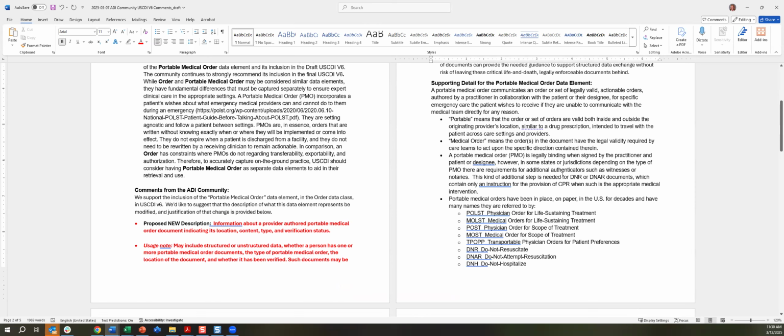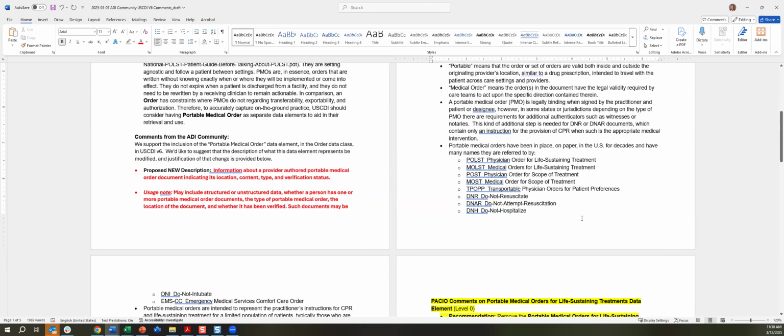And further, again, for folks that don't know, a PMO is legally binding when signed by the practitioner and patient or designee. However, it's important to know that in some states or jurisdictions, depending on the type of portable medical order, there may be requirements for additional authenticators, such as witnesses or notaries, or a second opinion on the part of the physician. But again, it's just sort of unwinding all of this for people who may not be as close. This kind of witness step might be needed for DNRs or DNARs, which contain only an instruction for the provision of CPR when such is the appropriate medical intervention.